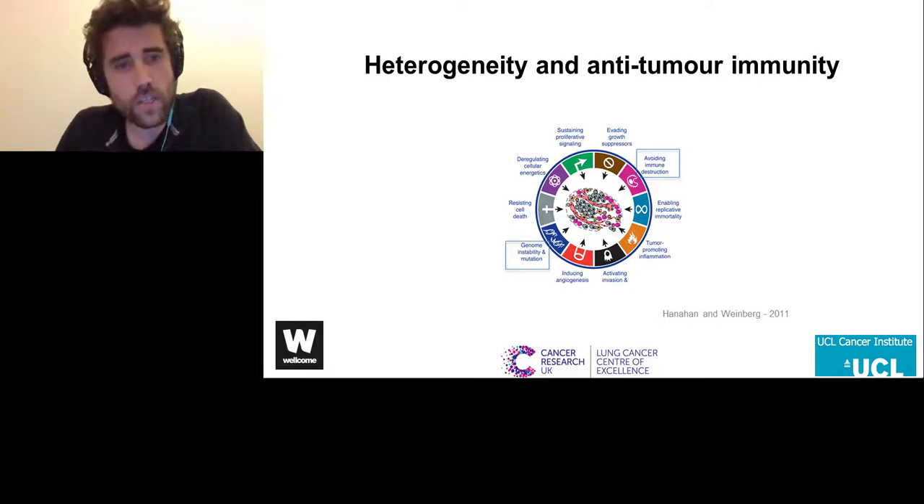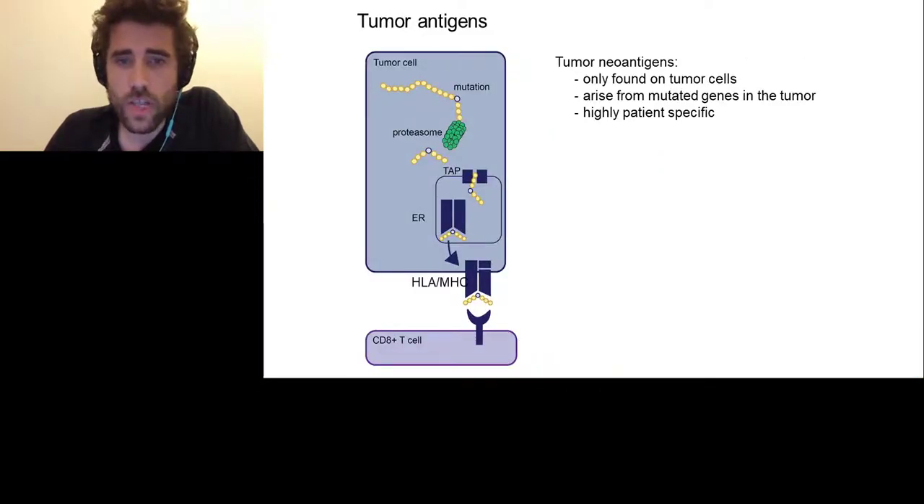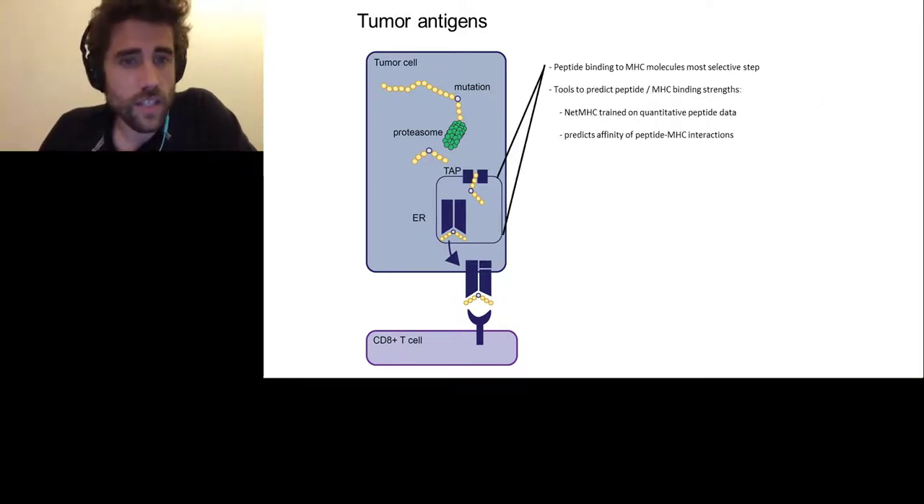Well, computationally, we can look at whether mutations might give rise to peptides that are presented by the patient's own HLA molecules and therefore recognized by CD8 T cells. And these peptides may arise from mutations that are tumor-specific. And these therefore are highly patient-specific. And the way computationally we check for these, what we call neoantigens, is to check whether the peptides that contain the mutation bind to the patient's own HLA molecules.